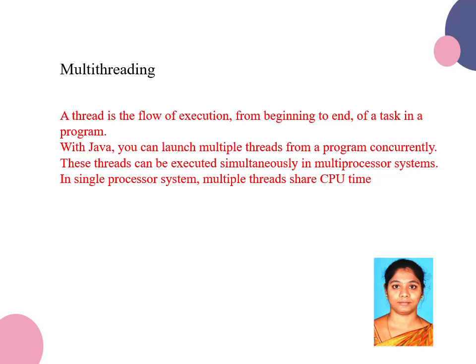A thread is a lightweight process. It refers to the direction or flow of path in a program. It refers to the path of execution in a program. And multi-threading is a process of executing multiple threads simultaneously in a Java program for the maximum utilization of CPU. It is a sequential flow of control within a program.